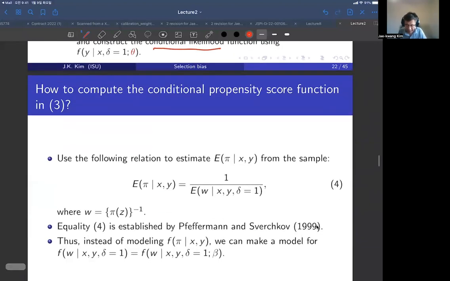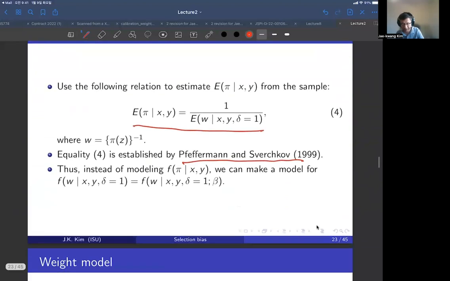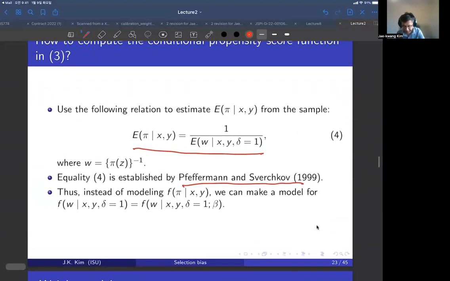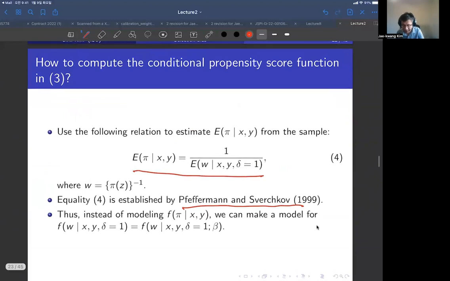You need some property identity which comes from the Pfeffermann and Sverchkov paper. So the main point is this: the expectation of W given X and Y and delta equal to 1. That is the weight model. That is the conditional expectation of your weight, and weight is the inverse of the propensity, given the covariates X and Y among the sample.